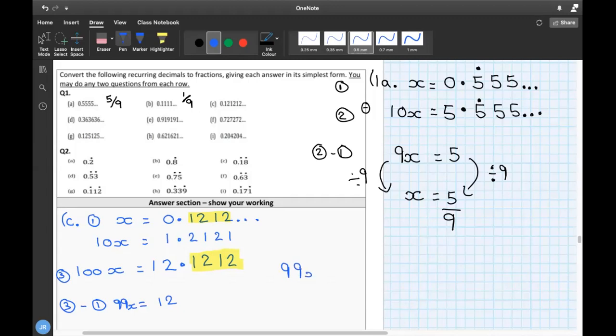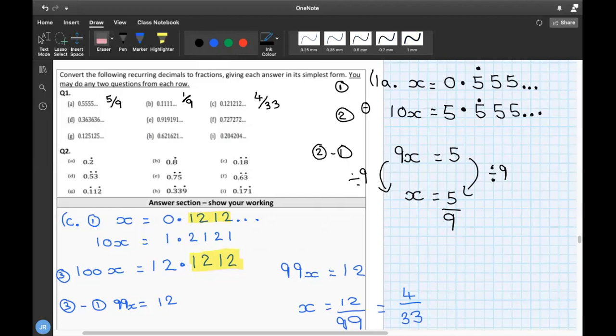If 99x is equal to 12, how do we get from 99x to 1x? We divide that by 99. So you need to divide 12 by 99 as well to keep your equations balanced. Now I know that 12 is in the 3 times table, and I know 99 will be in the 3 times table because it has all 9s in the number itself. So we can simplify that a bit more. 12 divided by 3 gives us 4. 99 divided by 3 gives us 33. We cannot simplify that any further. So our final answer there will be 4 over 33. That was for question 1C.